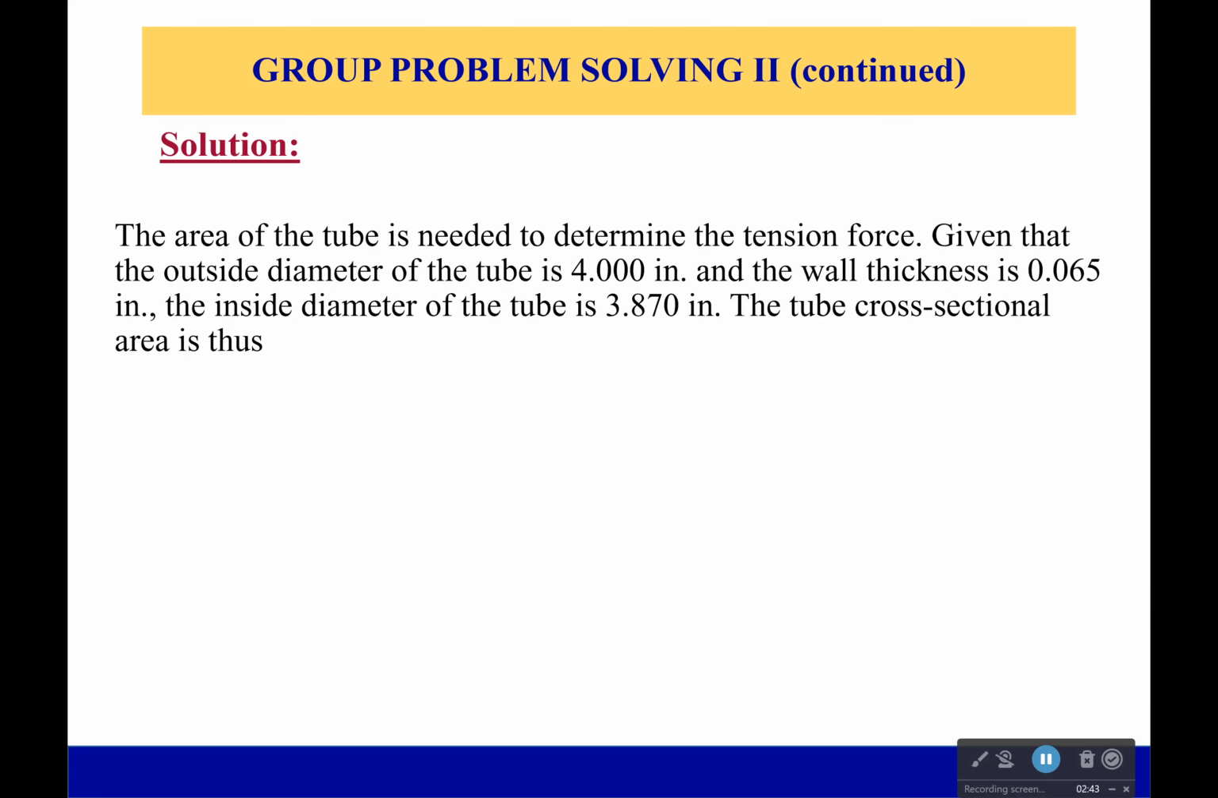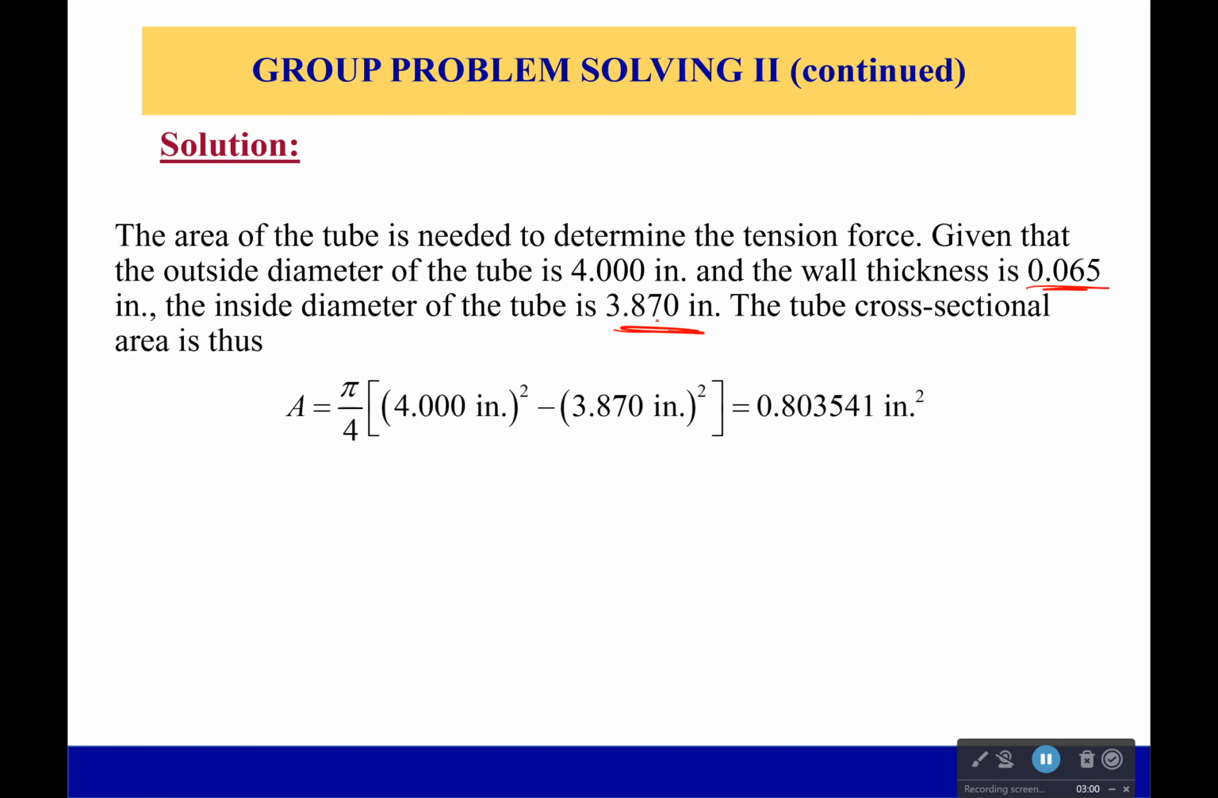Now we're going to have to figure out the area of the tube to understand the tension force. We know what the outside diameter is, and the wall thickness was given to us as 0.065 inches. Therefore, the inside diameter of the tube is going to be 3.870 inches. And so we can just get the area by taking the area of the outside circle and subtracting off the area of the inside circle, for 0.803541 inches squared.